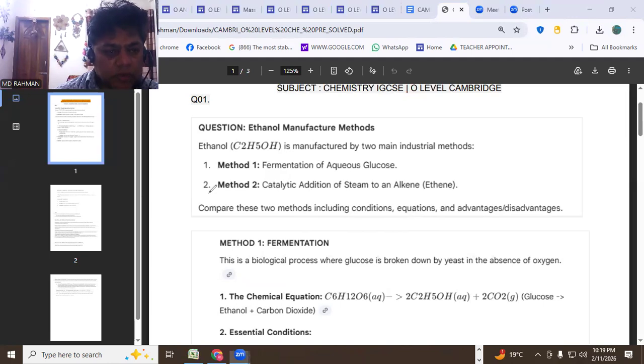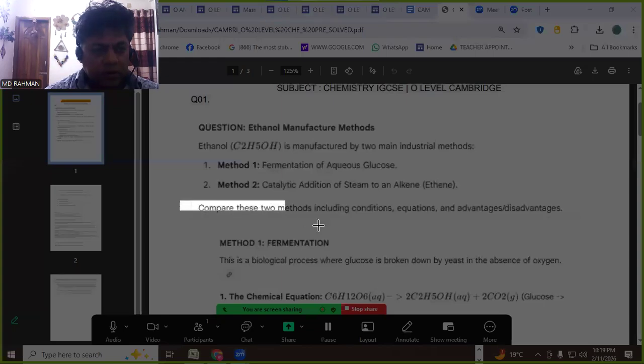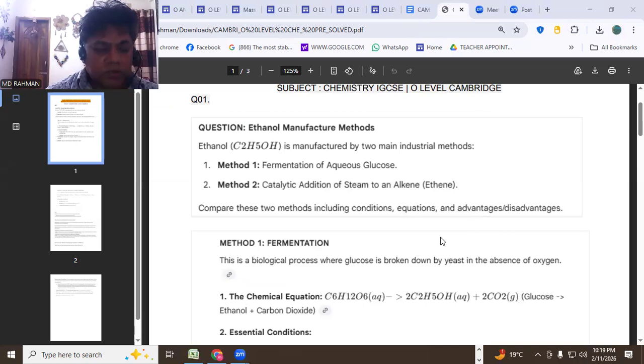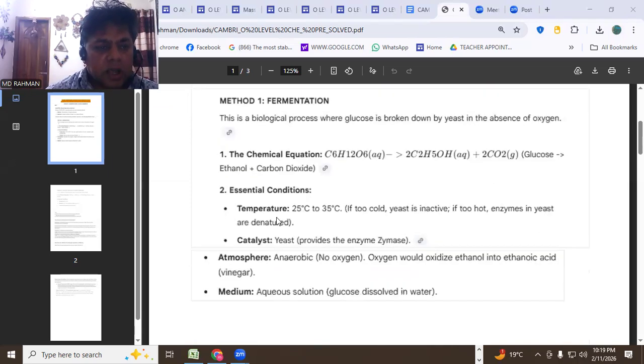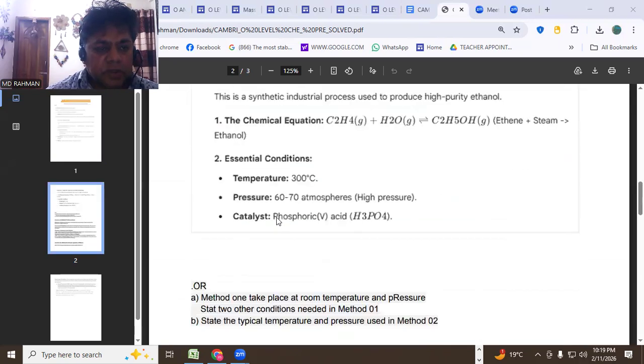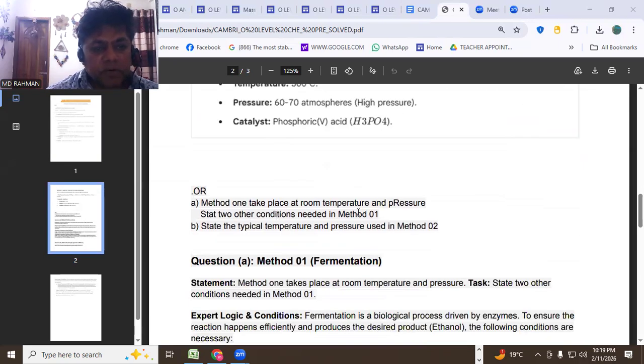This is absolutely one type of question. Another may also be raised from this question: method 1 takes place at room temperature and pressure. State two other conditions needed in method 1, and state the temperature and pressure used in method 2. So this is another aspect.